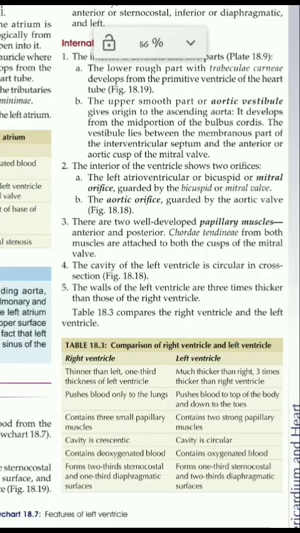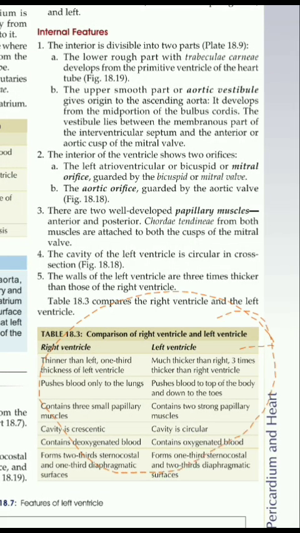Okay, so if we compare the right ventricle and left ventricle, the right ventricle is thinner, basically 1/3 the thickness of the left ventricle, and pushes blood only through the lungs. So why does the left ventricle need to be thick? Because it gives circulation to all over our body, so it needs to be muscular. That's why it can pump the blood through our body and our body remains normal.